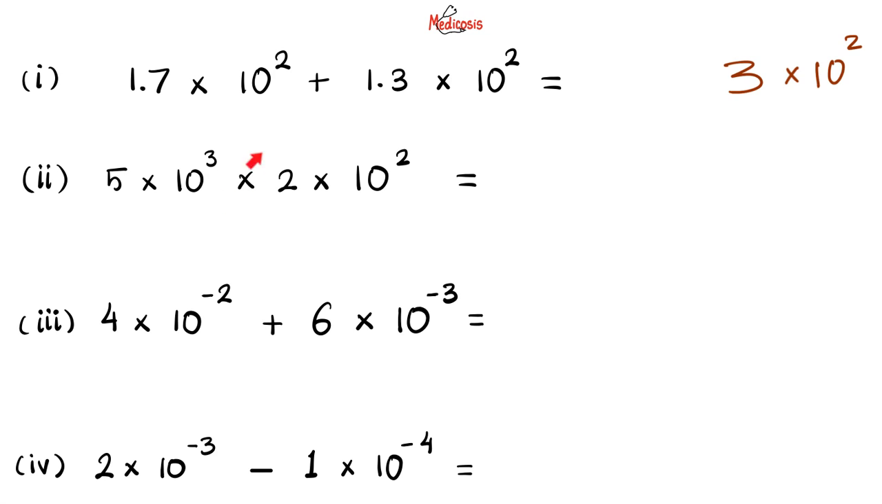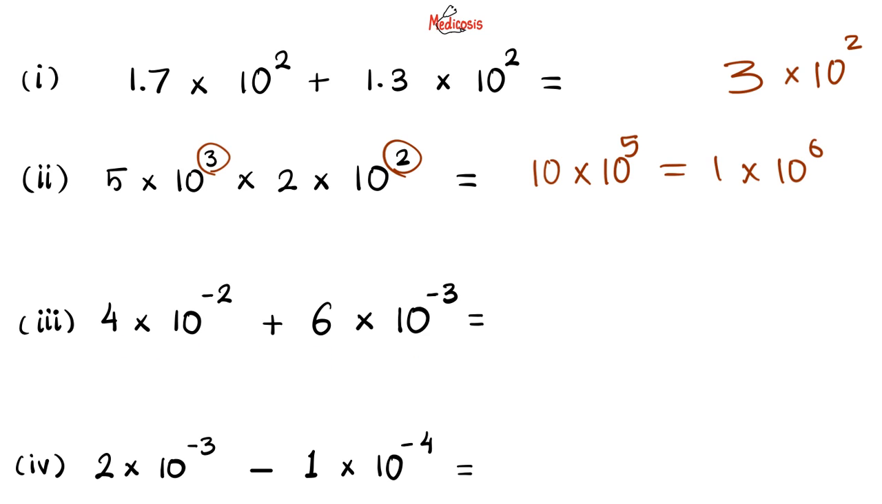How about this? Oh, that's multiplication, which means 5 times 2 is 10. Multiply this by 10 power 3 times 10 power 2. The base is 10. The exponent is 3 plus 2 equals 5, and this will give me 1,000,000. Scientific notation, 1 times 10 power 6.